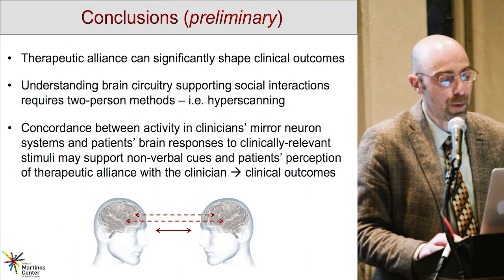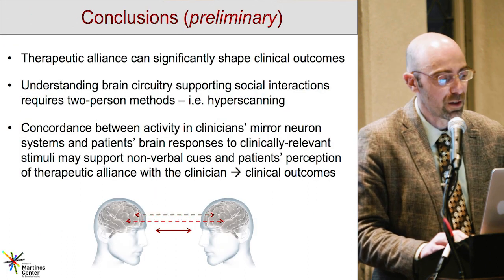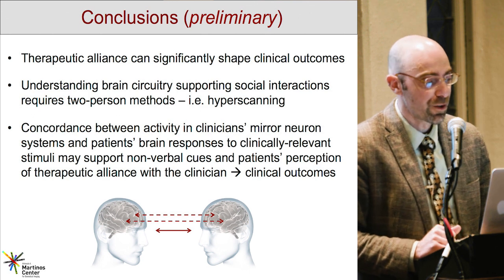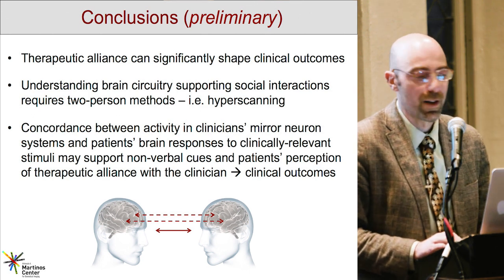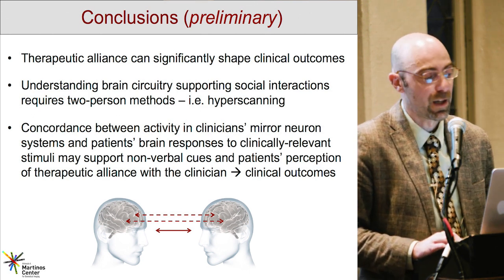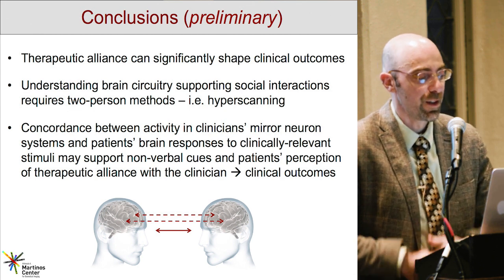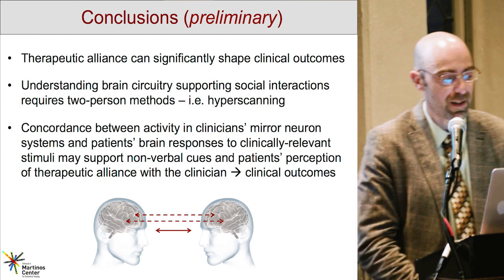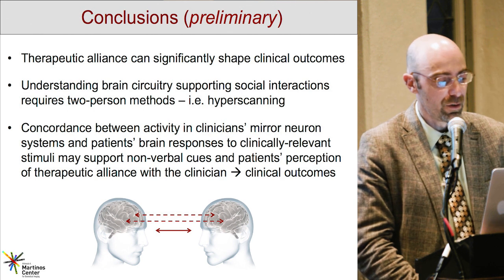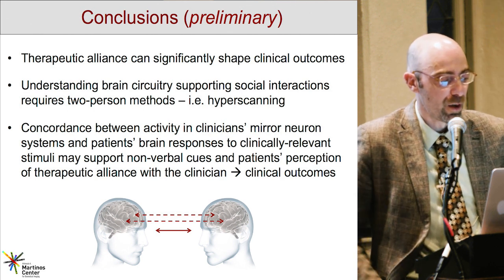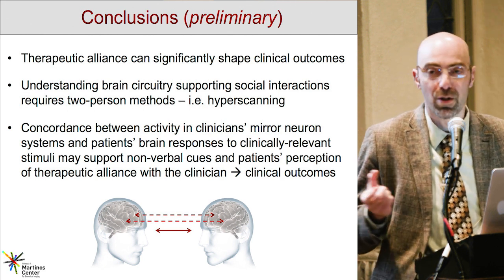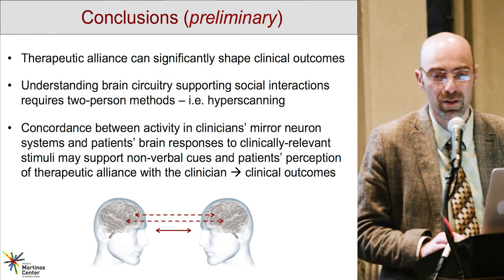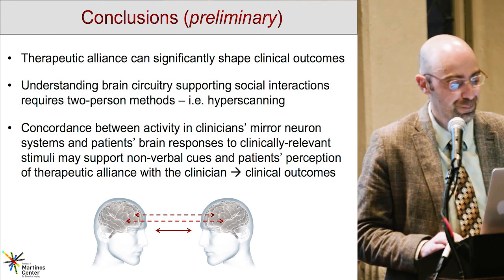So the conclusions here are that therapeutic alliance can significantly shape clinical outcomes. Understanding the brain circuitry supporting social interactions requires two-person methods such as hyperscanning. And the concordance between activity in clinicians' mirror neuron systems and patients' brain response to clinically relevant stimuli might support nonverbal cues and patients' perceptions of therapeutic alliance with the clinician, leading to clinical outcomes.